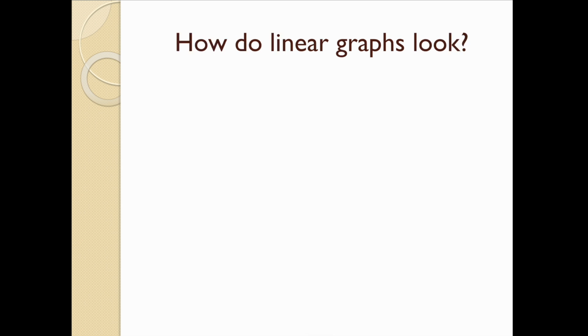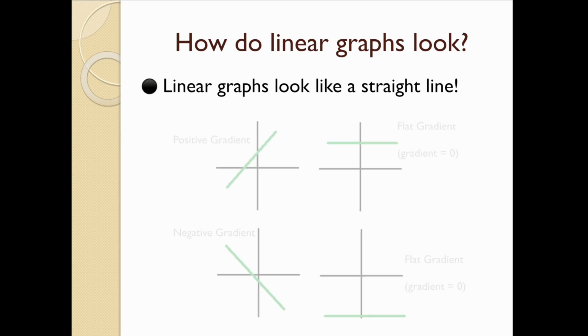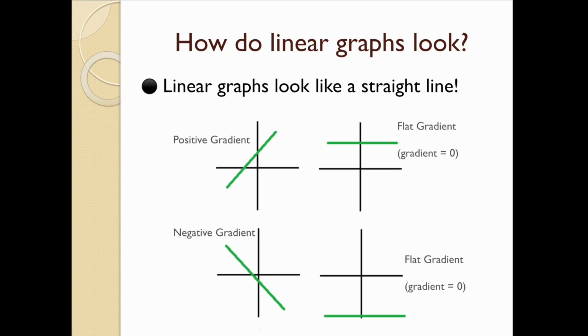So the question is, how do linear graphs look? Linear graphs look like a straight line. When we talk about linear graphs, that's what we're talking about, a straight line. Now, we have a representation of the different kinds that we could have. In this case here, we have the positive gradient. We usually read from left to right in our language. So when you're reading left to right, it goes up. You can see how this one is going up. So that represents a positive gradient.